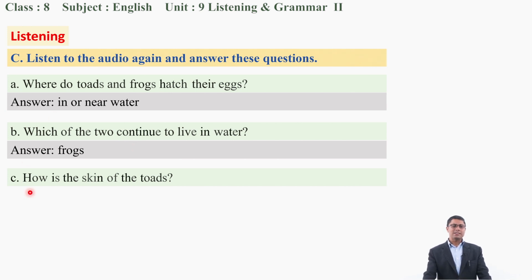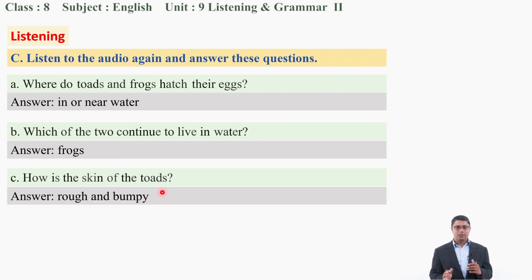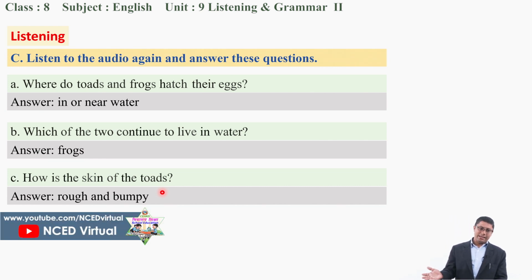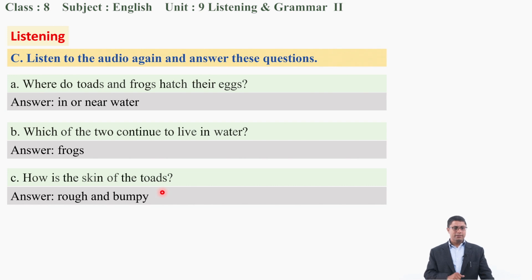Let's go to C. So the question is, how is the skin of the toads? And what's your answer? What have you written? All right, you wrote rough and bumpy. Okay, is it so? Let's listen. The skin of toads is generally rough and bumpy. See? It's there, rough and bumpy.